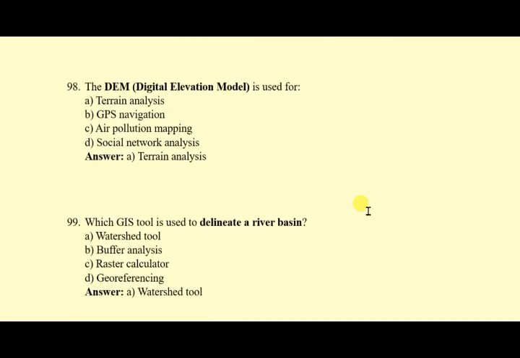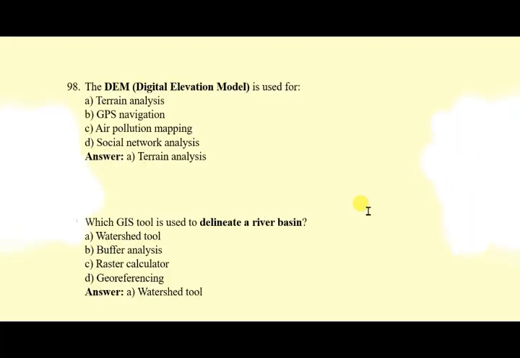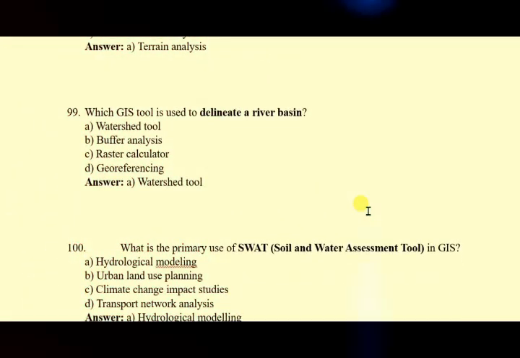The next question is, the digital elevation model is used for terrain analysis, GPS navigation, air pollution mapping, social network analysis. The right answer will be terrain analysis, means topography analysis.